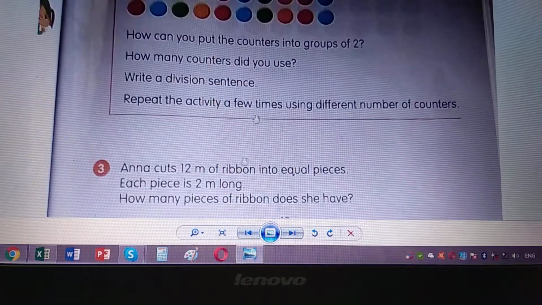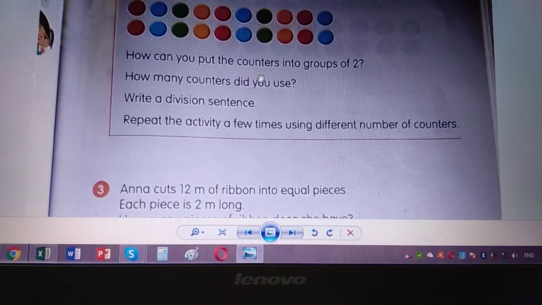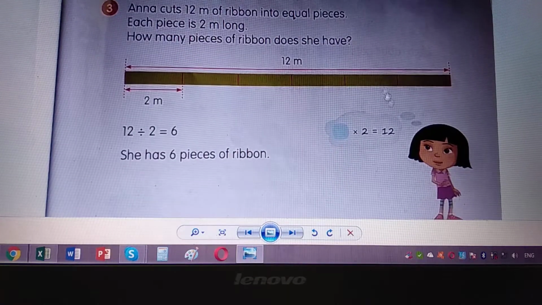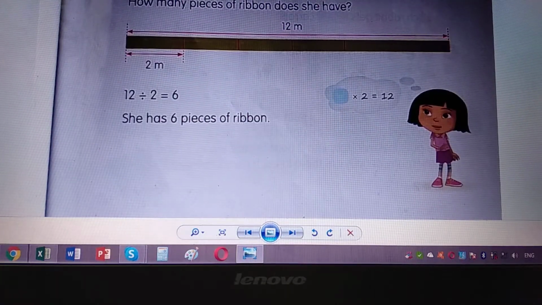We skip that one first. Let's do number 3. Anna cuts 12 meters of ribbon into equal pieces. Each piece is 2 meters long. So 12 divided by 2 meters. How many pieces of ribbon does she have?